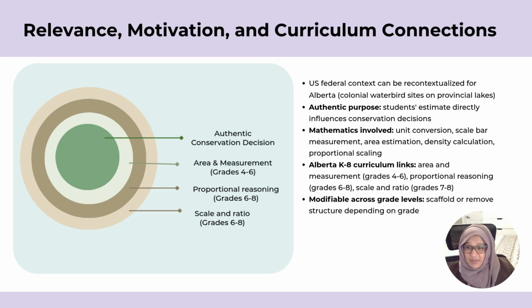Their mathematical estimate is not just a grade, it directly influences which habitat gets a conservation fence and which one does not. That kind of authentic purpose changes how students engage with the mathematics. On curriculum connections, the mathematics in this task maps directly to Alberta's K to 8 program of studies. Area and linear measurement are central outcomes in grades 4 through 6. Proportional reasoning is a major focus in grades 6 through 8. Scale and ratio appear in grades 7 and 8.